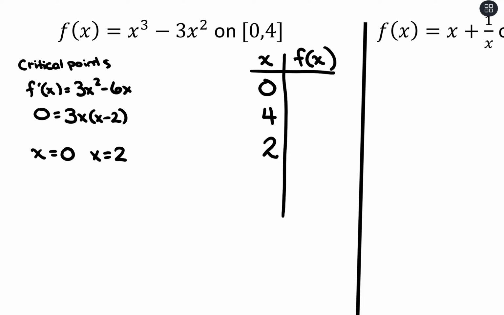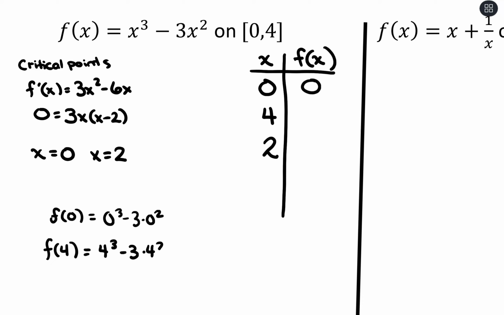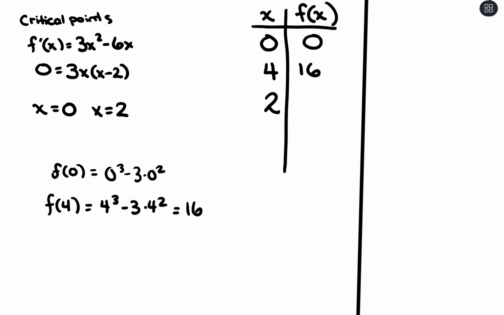Okay, then from there, I'm going to evaluate my function at each of those values. So I'm going to look at f of 0. So 0 cubed minus 3 times 0 squared is just 0. If I look at f of 4, I'm going to have 4 cubed minus 3 times 4 squared. 3 times 4 squared is 16. So we have an output of 16 there.